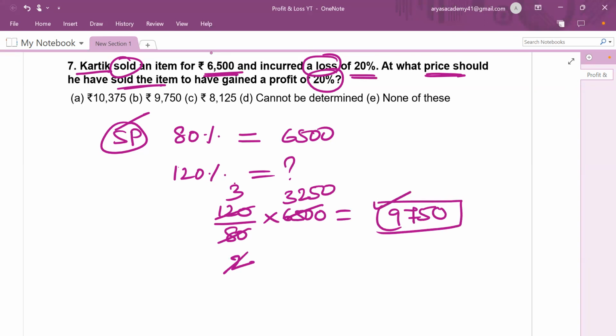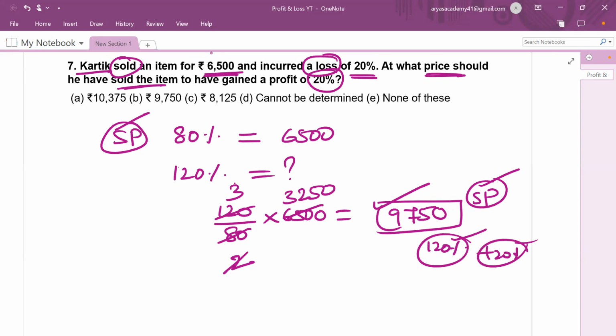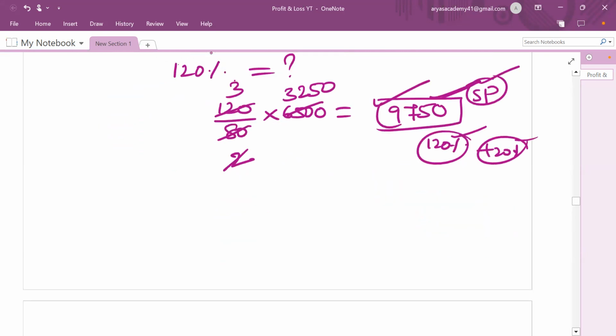So to actually gain a profit of 20%, he has to sell. This is also a selling price. We are not finding out cost price, but we are finding out another selling price. Okay. So to get 120% income, or to get 20% profit, instead of selling at 6,500, he has to sell at a value of 9,750, which is option B. Okay. So that is the right answer for question number 7.